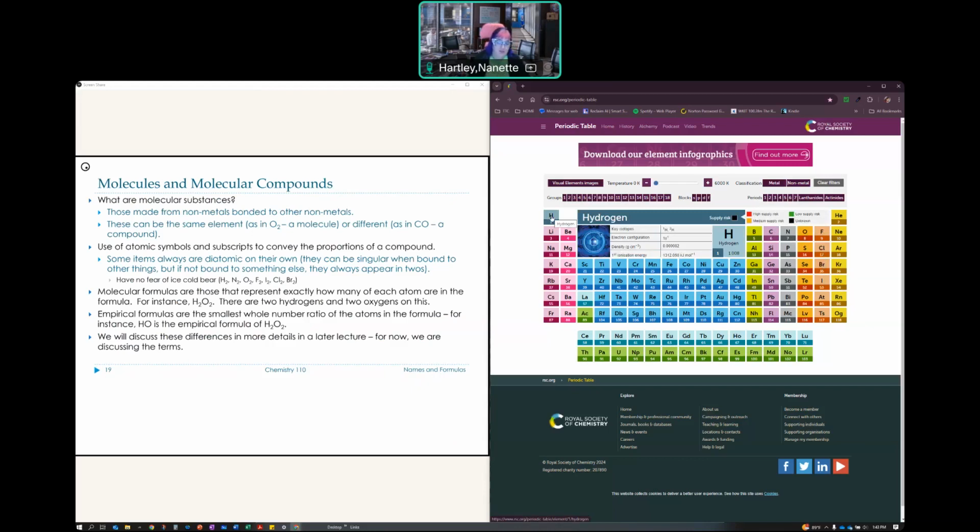There's a little mnemonic that we use to talk about it, and that's have no fear of ice cold beer. So the have refers to the hydrogen, the H2. No is for nitrogen. Fear is for the fluorine. Of is for oxygen. Ice is for the iodine. Cold is actually for the Cl. And then beer is for the bromine. Okay, so that's what we're talking about when we talk about that. Right? So that should help us remember.